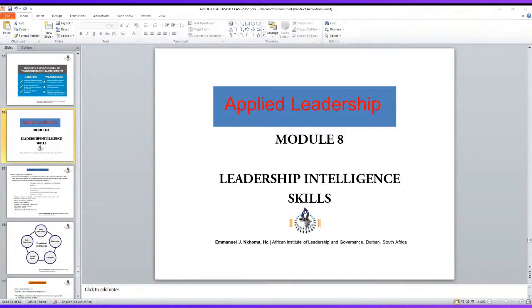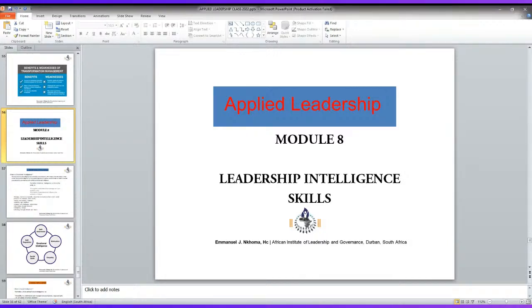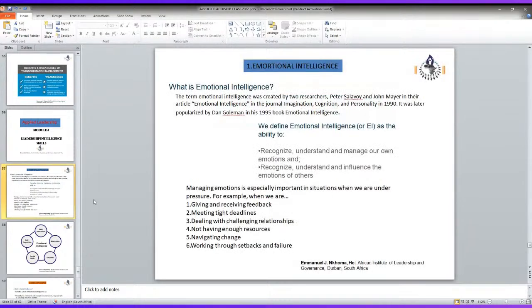All right, there we go. We are now in module 8, looking at what we have just spoken about, leadership intelligence skills. Let us begin by understanding some of the intelligences that we need to have. We had indicated earlier in our session the importance of intelligence. At this time, we are moving on and looking at emotional intelligence as part of the leadership skill.